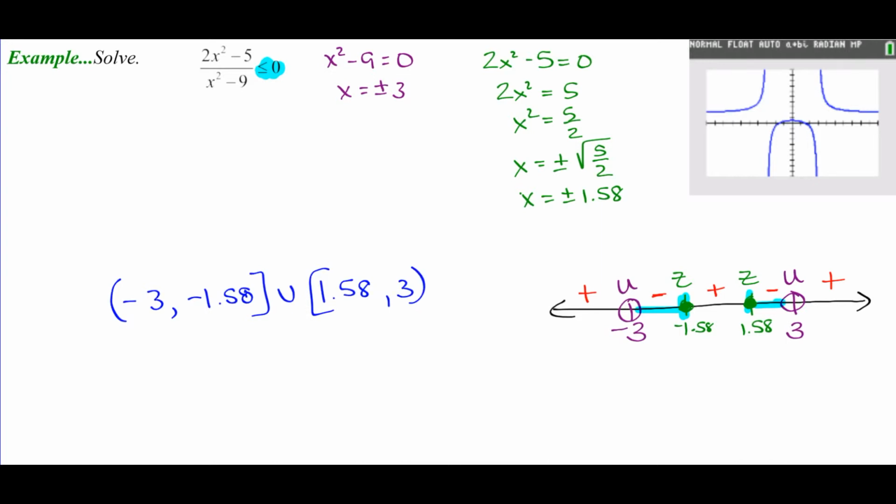If this had asked for exact values, this would be -3 to negative radical 10 over 2, and then positive radical 10 over 2 to 3.